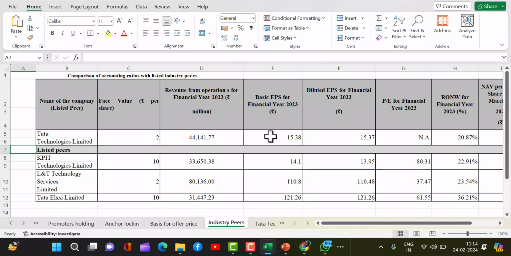So we calculate the average. The average was given there. So the lowest is 37, which is L&T Technology. Is that okay? So which is the cheapest among the industry players here? Which is the cheapest? L&T Tech is 37. Okay, fine. Then return on equity.